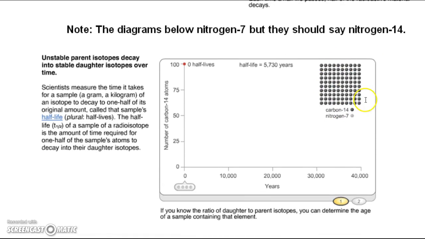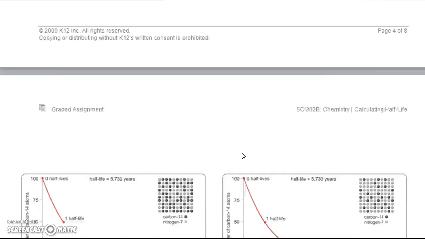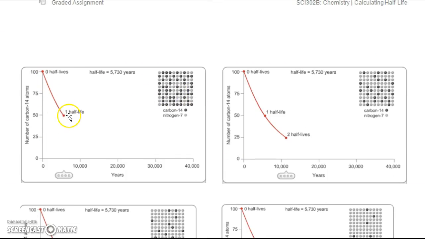So if we look at here, these black dots represent the fact that I have 100 carbon-14 atoms, and after the half-life of 5,730 years, how many am I going to have left? I'm only going to have 50. And if you notice, the gray dots are nitrogen. It should say nitrogen-14. So now after one half-life, half of my substance is carbon, half is the stable nitrogen.